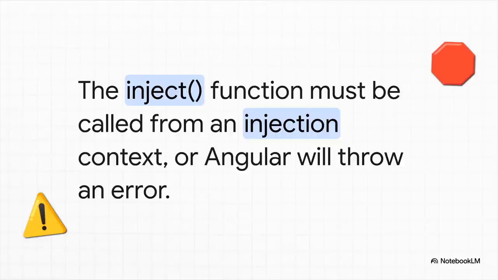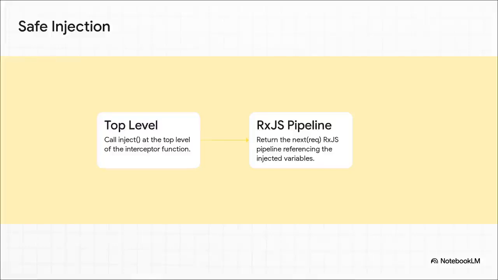But listen, the inject function has very strict scoping rules. It must be called from within an injection context. If you use it in the wrong place, Angular's going to throw a massive error that has literally ruined many developer afternoons. So how do we actually solve this?